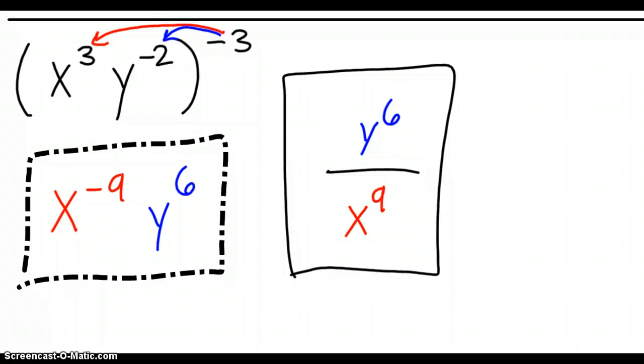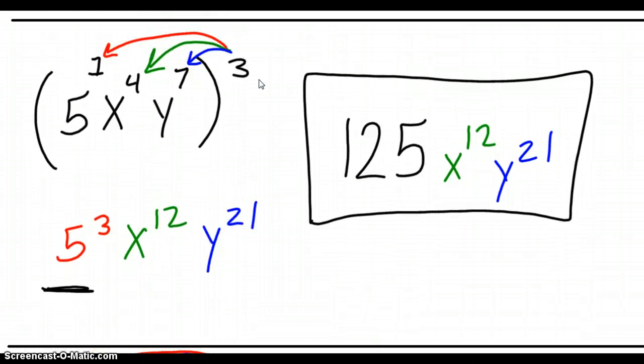Alright, so all the power rule is, is exponents on the outside of parentheses must multiply by all the exponents on the inside, even on constants, so even for numbers like this.